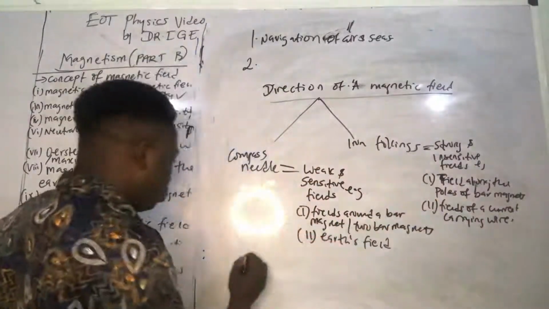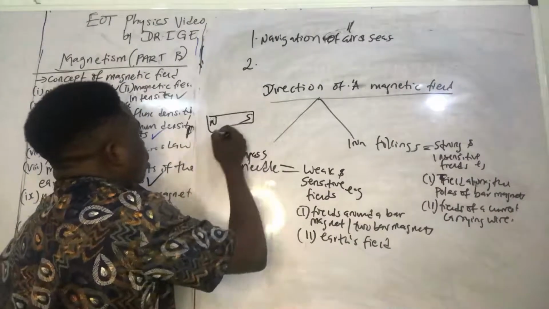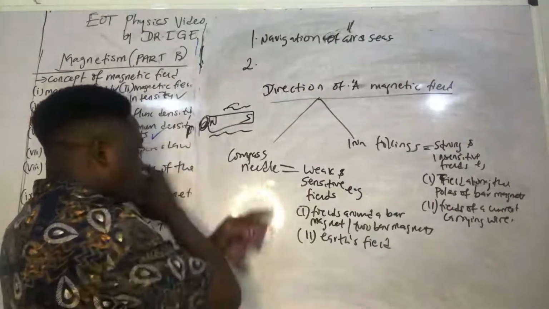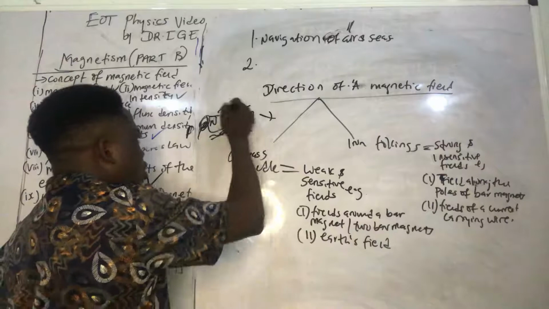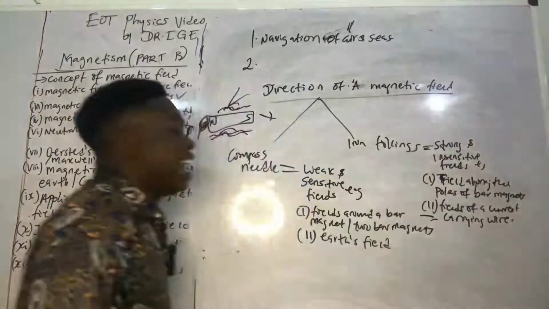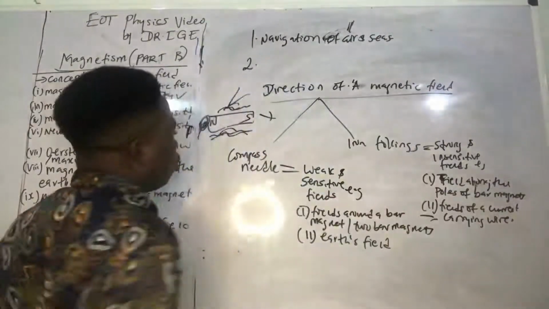If you just see pole or edges, like for example, let's say this is a magnet. This is the pole, and all these round ones are the feet. If it's a pole matter, just forget the compass needle, it's iron filings. But if it's around the magnet, you use a compass needle. If it's a current carrying wire, you use iron filings. Iron filings is for the poles and for current carrying wire.